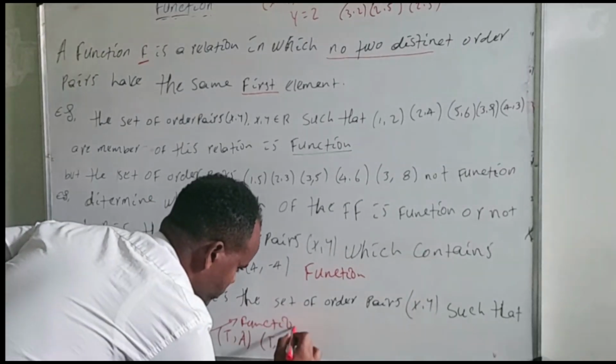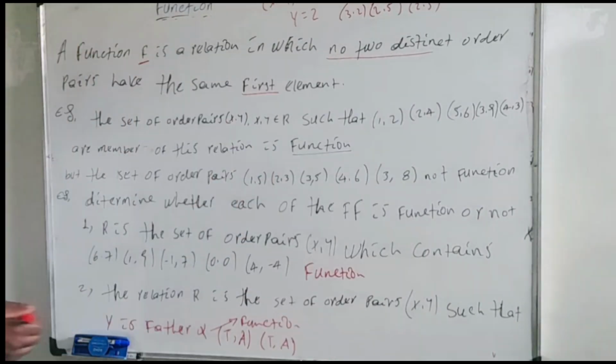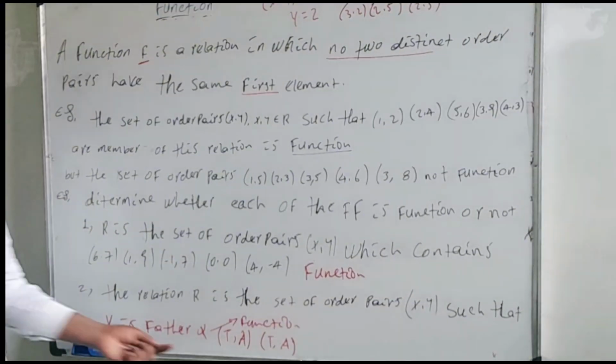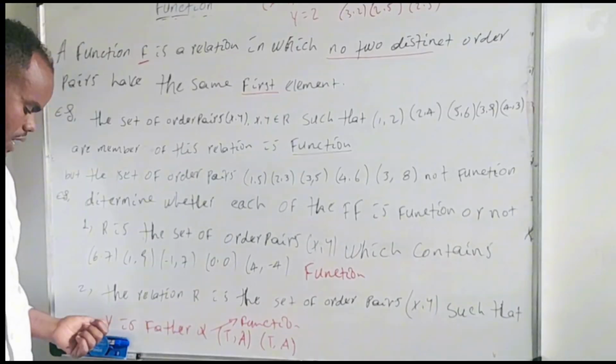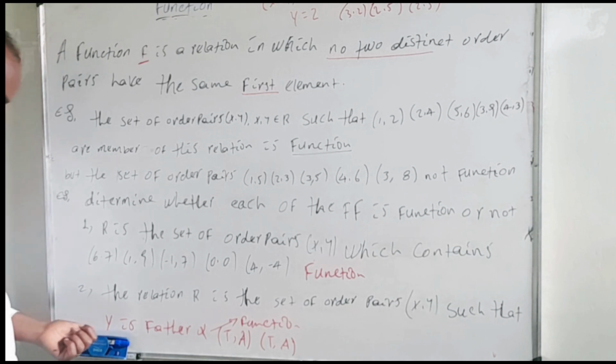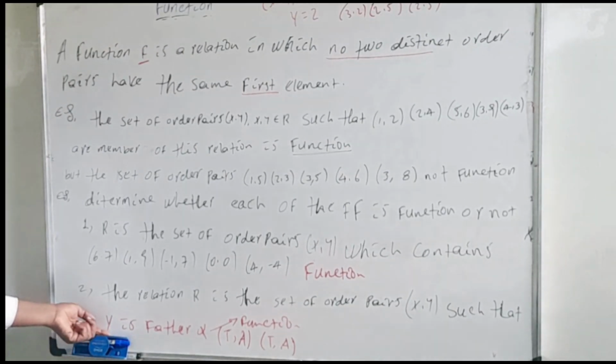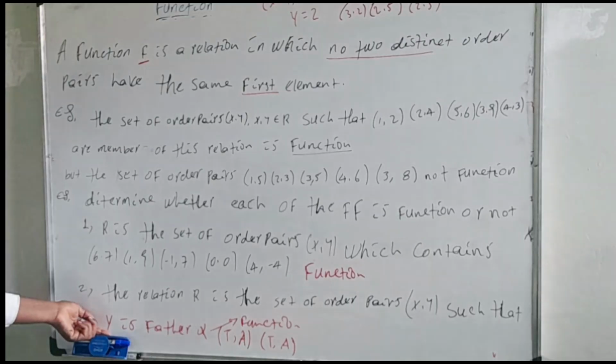Now the domain is the set of all human beings, and the range is the set of males having a child. So this is the function.